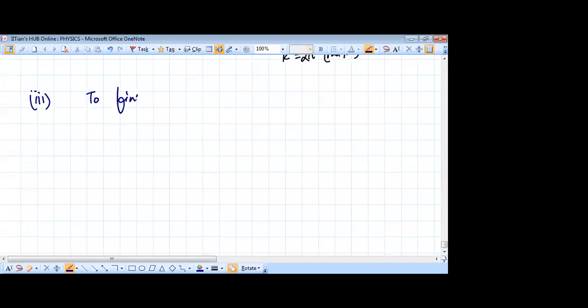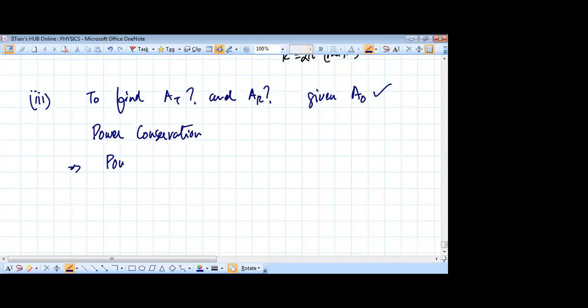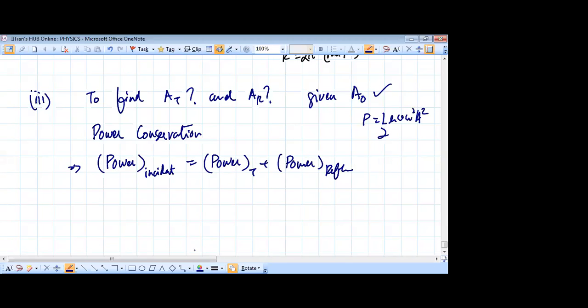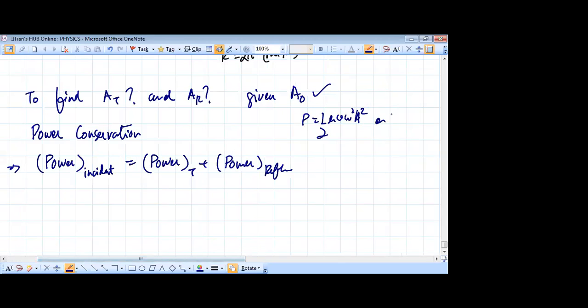So to find the transmitted wave's amplitude and the reflected wave's amplitude, given the value of the amplitude of E0, this is given to us incidentally, we use two things here. First, we use the fact that there is power conservation because of no dissipation. That means the power due to the incident wave is equal to the sum of the power transmitted in the transmitted wave plus the reflected wave. Now remember, the formula for power was half mu v omega square E square for a transverse wave, or more conveniently we could write this as half square root of rho mu omega square E square.